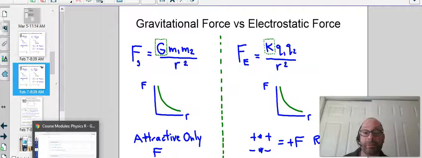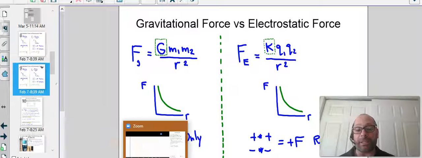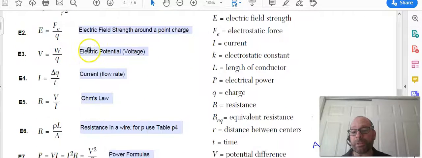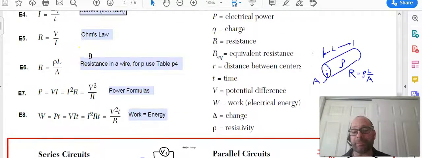Alright, in this video number 3 we're going to discuss the difference between the gravitational force and the electrostatic force, in particular Coulomb's law. So before we begin, we're going to take a look at the reference table and notice that on page 4 you have several formulas under electricity.